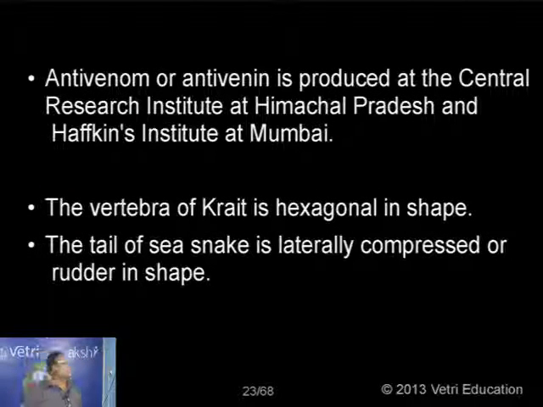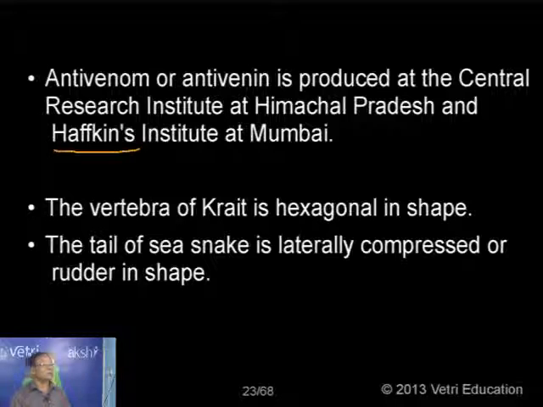Now, anti-venom or antivenin, where it is normally produced, we have to know something about. There is a central research institute in Himachal Pradesh where we prepare this anti-venom, just to neutralize the effect of the venom of the snake. The anti-venom is a modified form of the toxin released by the snake, which will operate against the toxin to neutralize its effect. There is also another research institute in Mumbai, the Haffkine Institute, named after the doctor.